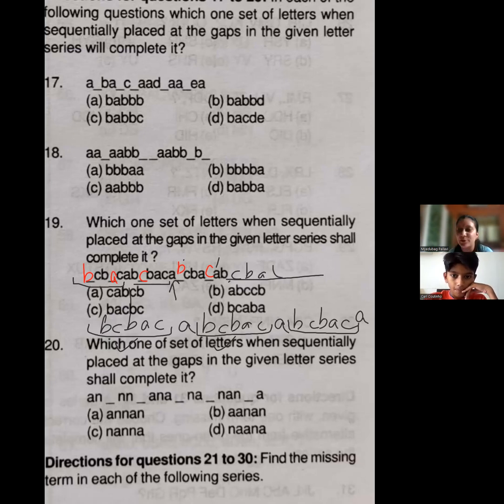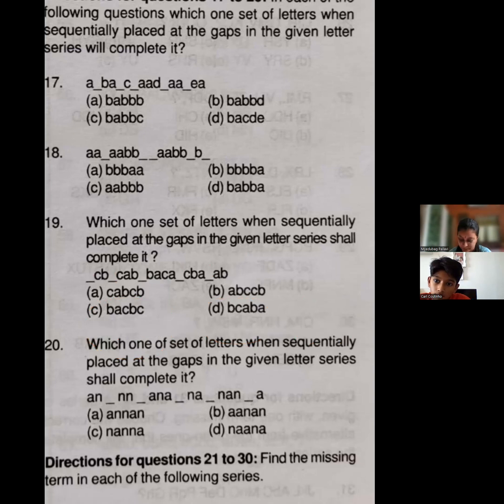Do you find anything wrong in this? No. So C will be our answer for this one. Why? Because this particular set is being repeated. See this one, isn't it? This is the same. So that is why this becomes our answer.